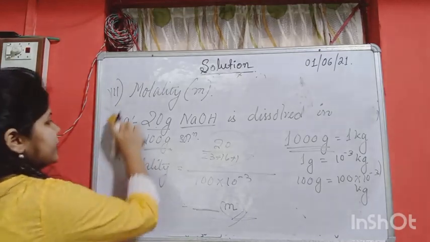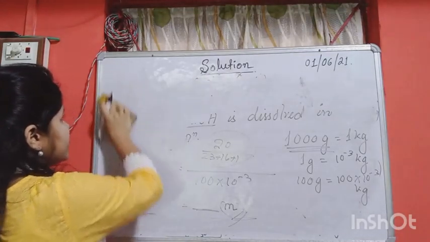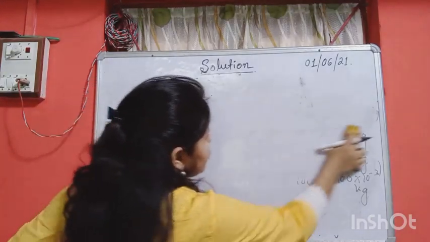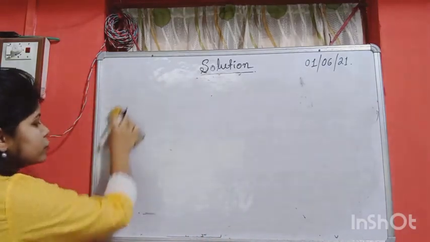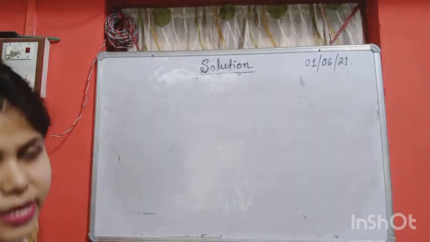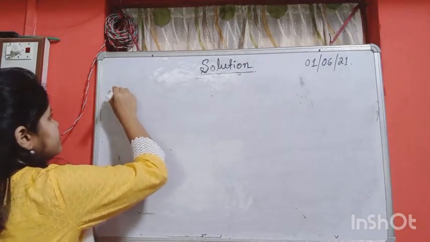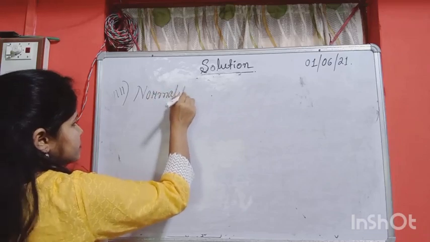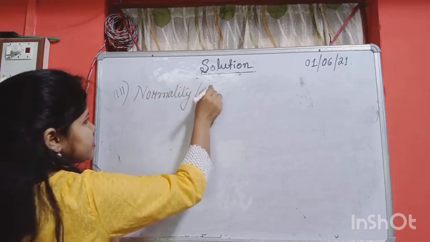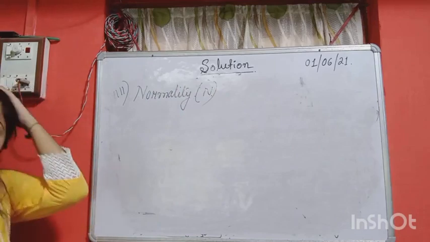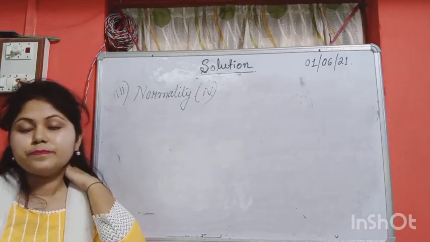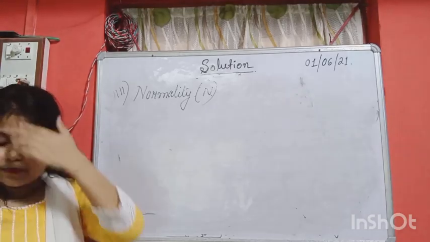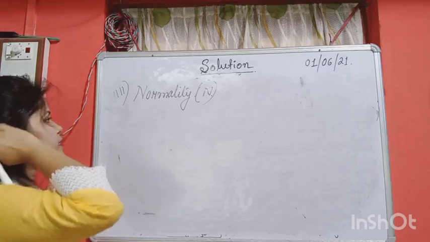Okay. Next, the last one which we need to find out is normality. Very important. Normality is represented as small n. Before knowing normality, we have to know what a gram equivalent mass is. We have to know the gram equivalent weight. Let me write out the formula for that.